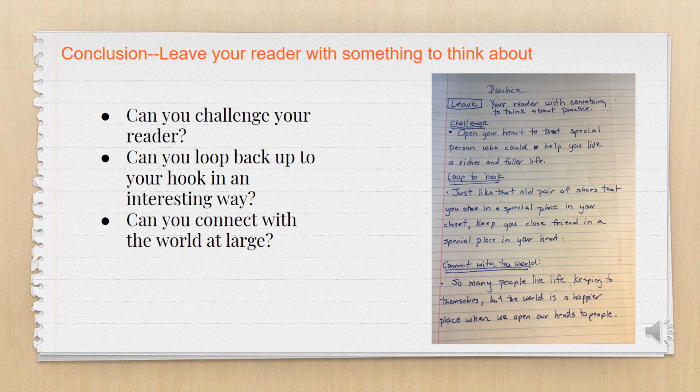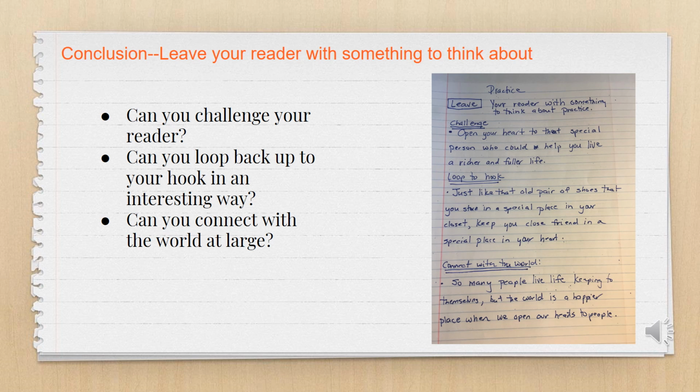The next approach, a writer will loop back up to the hook. The writer of the friendship essay does just this when she loops back up to the old shoes analogy she started with. Just like that old pair of shoes that you store in the special place in your closet, keep your close friend in a special place in your heart. Pause to try this tactic on your own.